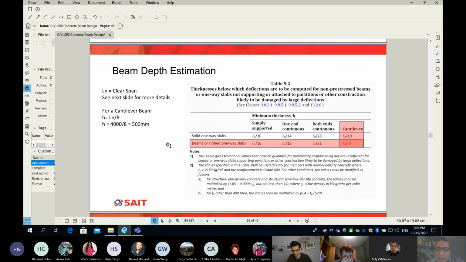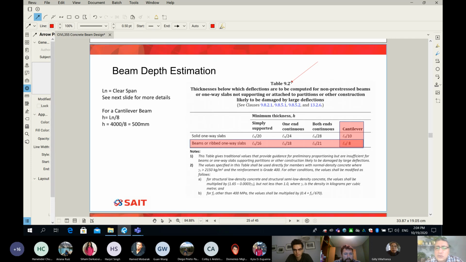So the code gives you some help. The code gives you some help. And this help is available in table 9.2, table 9.2. If you take a moment to read the header, it says: thicknesses below which deflections are to be computed for non-pre-stressed beams or one-way slabs not supporting or attached to partitions or other construction likely to be damaged by large deflections.